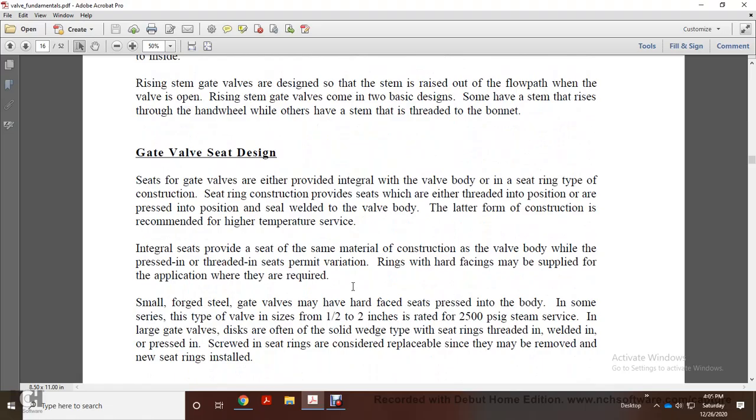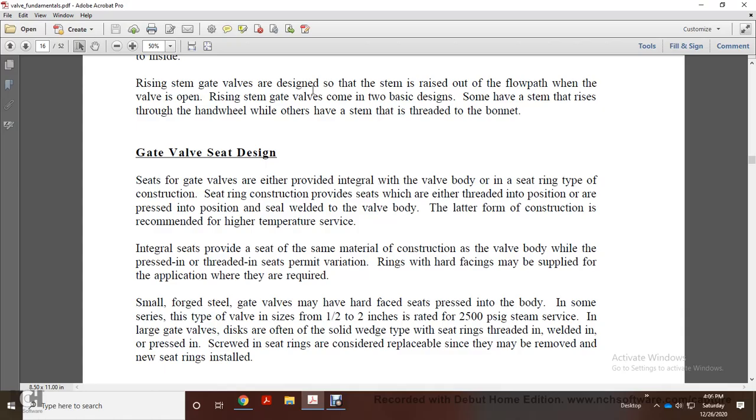Your gate valve seat design. Gate valves are provided with either an integral valve body seat ring type of construction, or a seat ring component construction. Seat ring construction provides seat rings which are either threaded into position or pressed into position, or seal welded into the body of the valve. The body seat form of construction is recommended for higher temperature service with an integral seat. Pressed and threaded in seats permit variation of seat ring materials, with a hard facing that may be supplied where they are required.